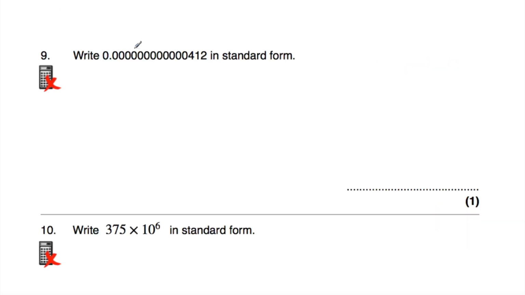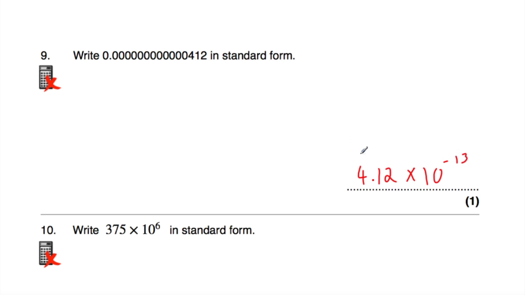Question number 9, we've been asked to write 0.000000000, I think I've said the right number of noughts there, 412 in standard form. So in terms of the number between 1 and 10, I'm going to go for 4.12. That's a good number to choose between 1 and 10. Multiply by 10 to the power of. That's a very small number, so we're going to put a negative power. And if we use that technique the student recommended to me, just count the number of zeros here. 1, 2, 3, 4, 5, 6, 7, 8, 9, 10, 11, 12, 13. So there's 13 zeros, so it'll be to the power of negative 13.